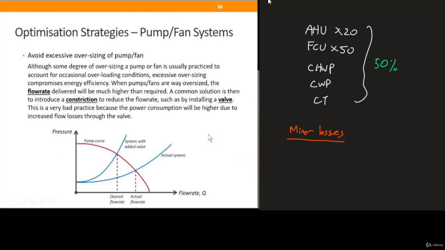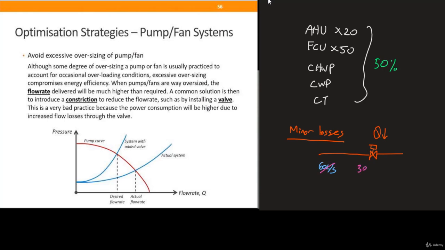The second method is to always try to avoid oversizing the pump or fan. Because if you oversize the pump or fan, and you want to reduce the flow rate, you have no choice but to use a valve. So for example, let's say you have a pipe that is capable of producing a flow of 60 liters per second. But because you do not require such a high flow, that means you have already oversized your pump. You only require maybe 30 liters per second of water.